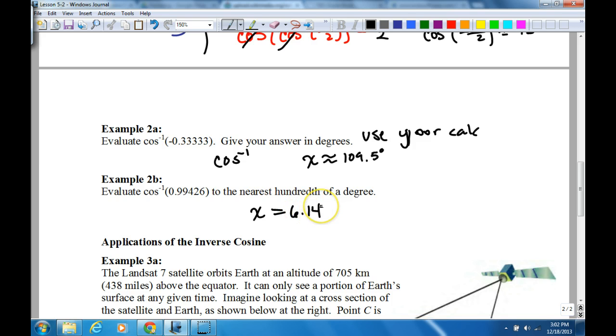No, it can't be equals. It has to be wavy equals because it's an estimate.